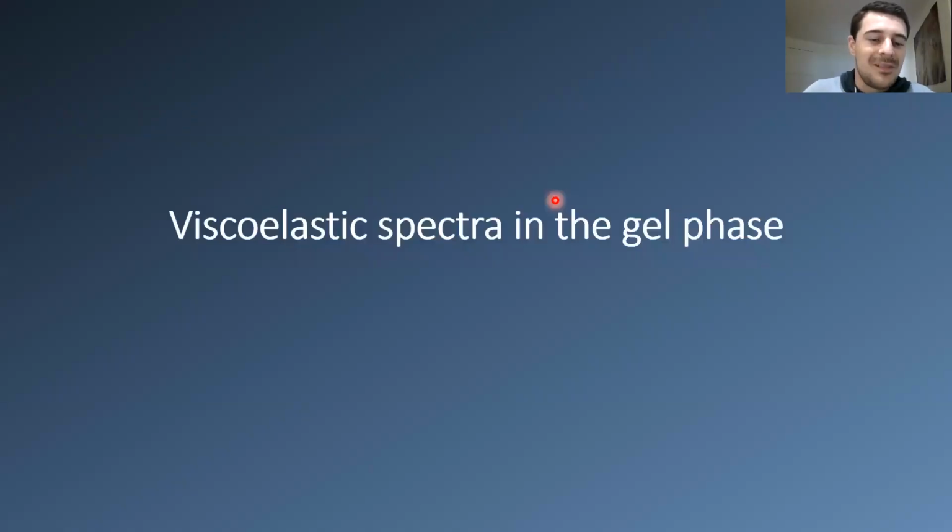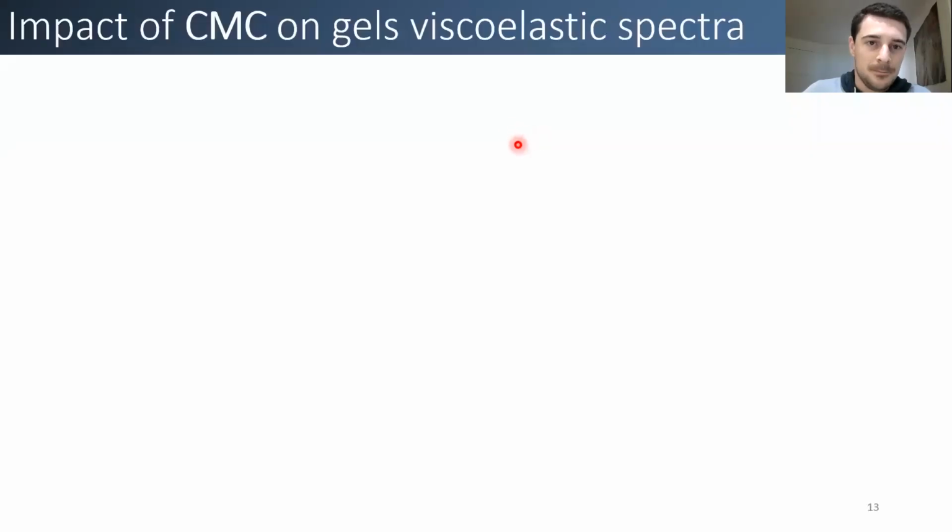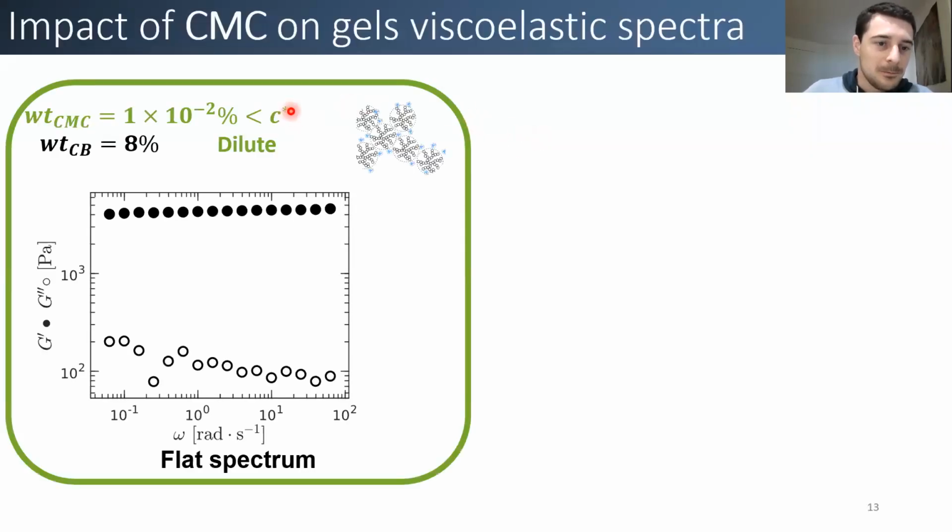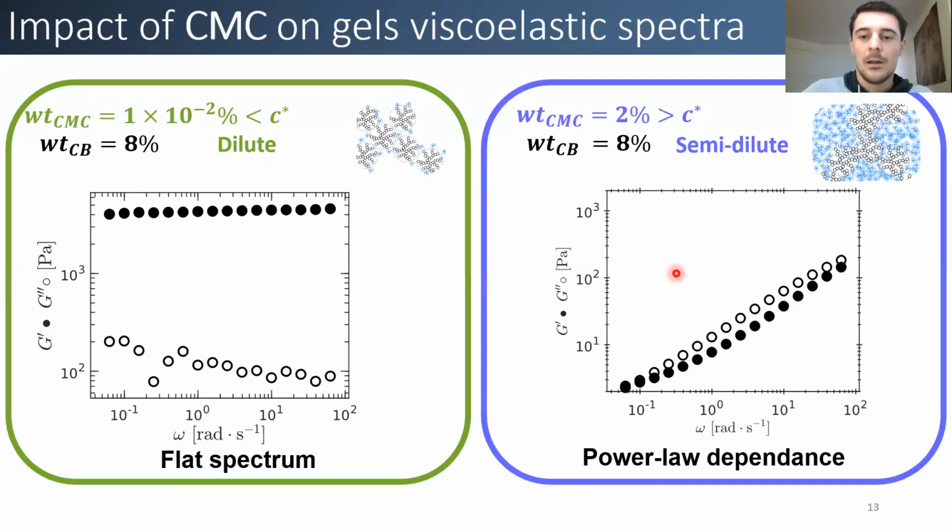Now that we have some insight into the microstructure in the gel phase, let's have a look at the linear properties, and especially the viscoelastic spectra in the gel phase. In the dilute regime, you observe that the moduli seem not to depend on the frequency, and you also see that the elasticity is much larger than the viscosity. On the other hand, for the semi-dilute regime, the elasticity and viscosity are of the same order of magnitude, and they exhibit a power law dependence.